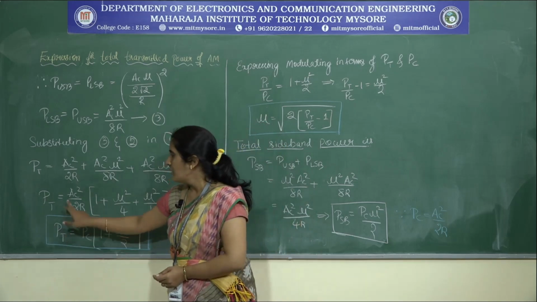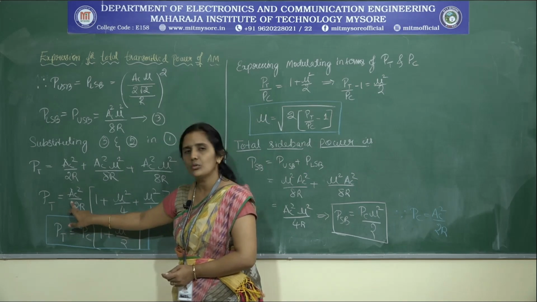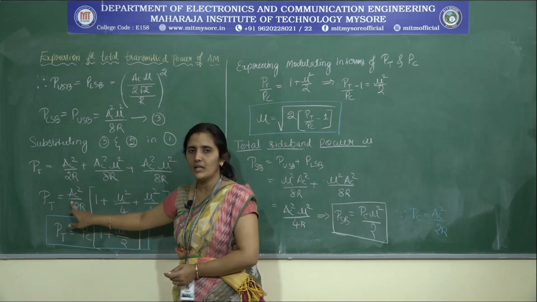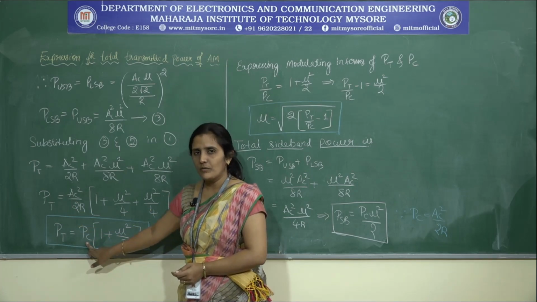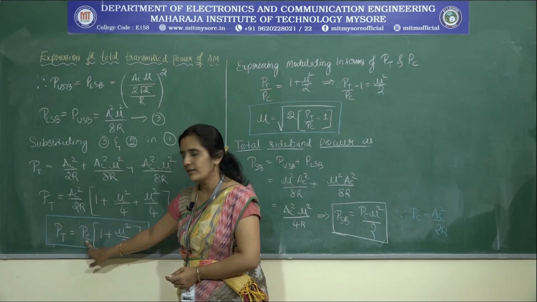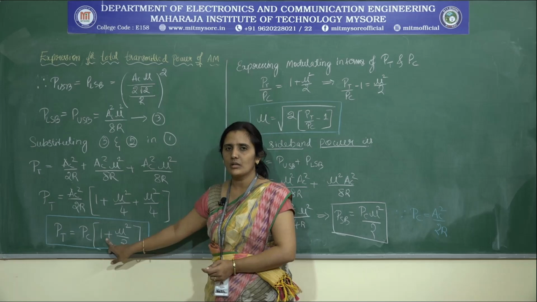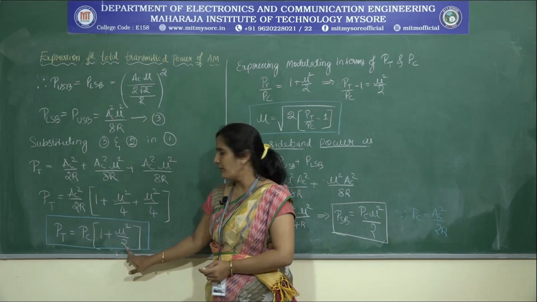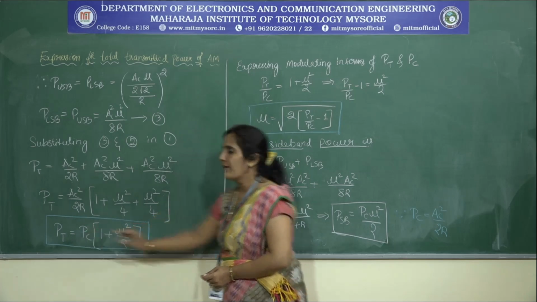Now after this, the expression Ac square divided by 2R, we can represent that as what? The carrier power, we are going to represent as Ac square divided by 2R. So we are going to write this, and later after taking the common here, we are going to get the equation 1 plus mu square divided by 2. So this is the total power we have got.